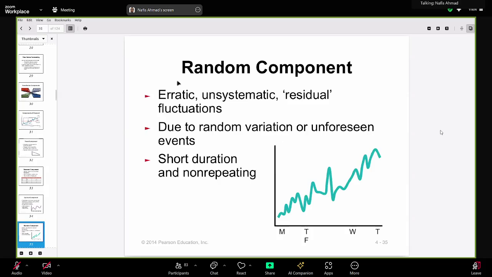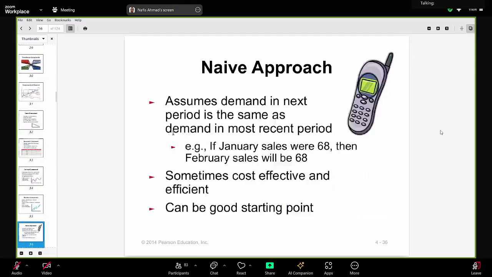There are some random components impossible to predict in advance. Erratic, unsystematic residual fluctuation, due to random variation or unforeseen events, short duration and long representing. So it's very difficult to represent the nature by any specific type.